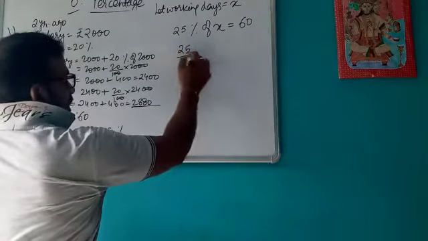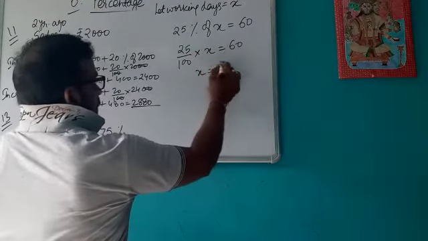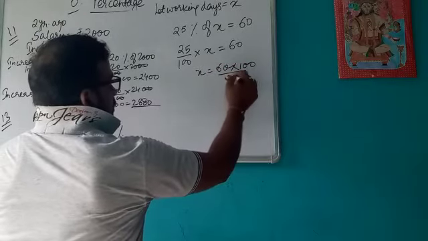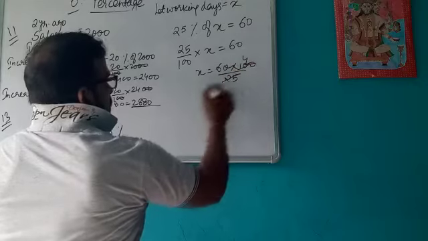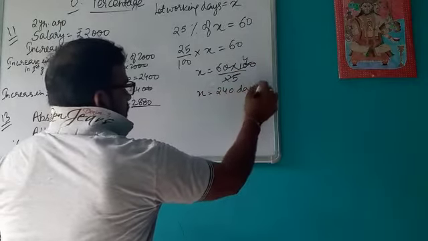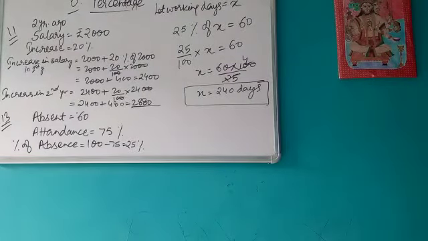So then we will calculate its 25%. So x will be, it will give you how much? 240 days. Okay. So in this manner you can calculate the questions of percentage increase and decrease.